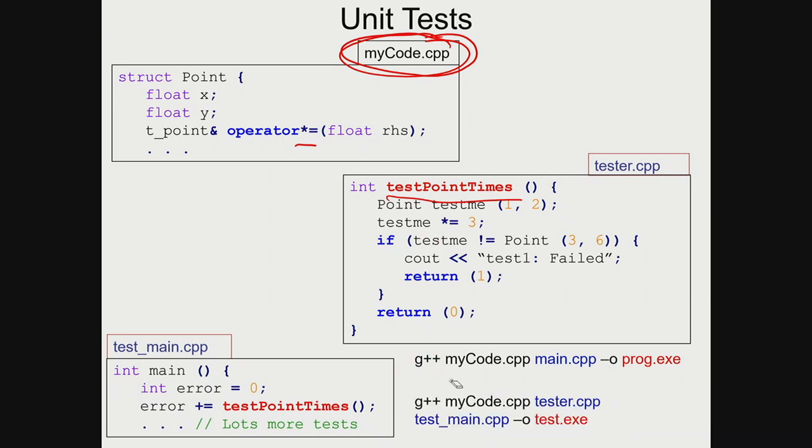When I'm doing tests, I build my program differently. So I use G++ again. I compile this code, mycode.cpp, again, because that's the code I'm going to test. But now I also compile in this tester.cpp file, where I've written tests, and I compile in this test main file that has a main function that only invokes tests. And I normally give the output of that compilation a different name, so I'm going to call that test.exe to make sure I don't get confused and accidentally ship that to my user base.